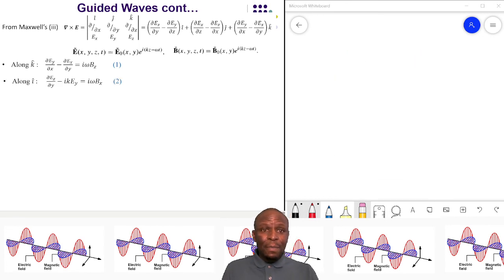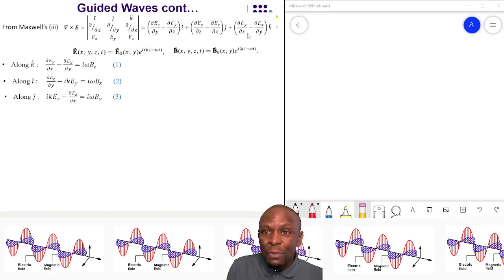Now, if you apply the same along i, this is the one that I'm talking about here. But what is very important here is that you can differentiate the electric field with respect to Z. If you do that, you are just going to have ik, and this minus is coming from the minus there. That's why ik, and then the rest is going to be the same. Then you apply the same for j. You can differentiate this with respect to Z in X, and you are just going to have ik Ex, because you have the electric field in X. So that's what you are going to have.